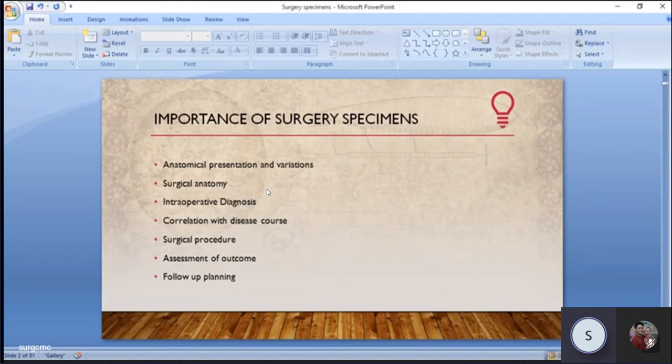So what is the importance of surgery specimens? It is for a better understanding of anatomical presentation and variations with surgical anatomy. By knowing the surgery specimen we can diagnose intraoperatively, we correlate with the disease course, and we should know by seeing the specimen what surgical procedure has been done. We can also assess the outcome, like if we are seeing metastasis inside the abdomen or liver metastasis, so we can assess the outcome of the disease and follow up.